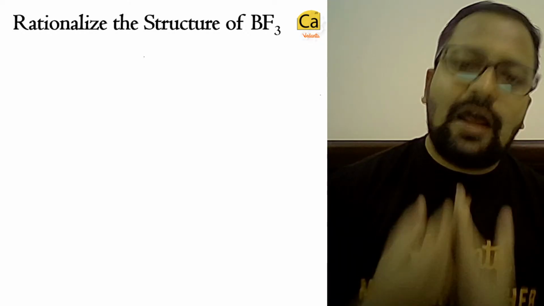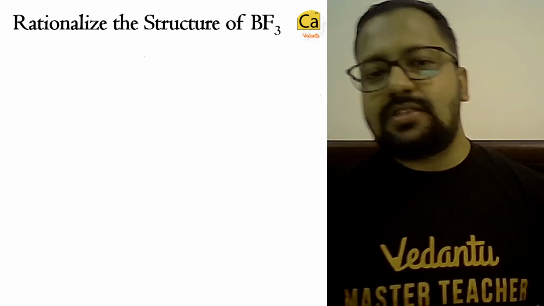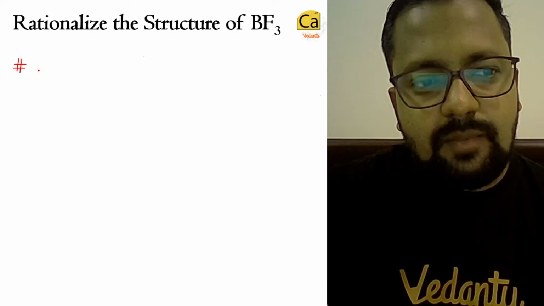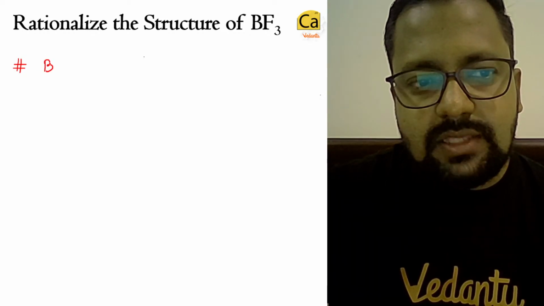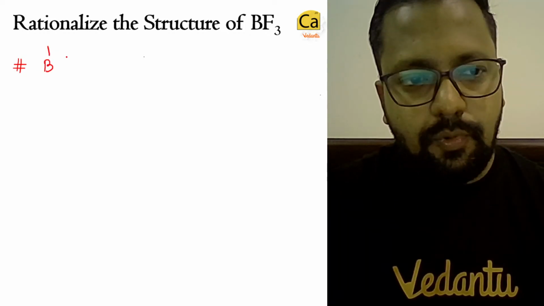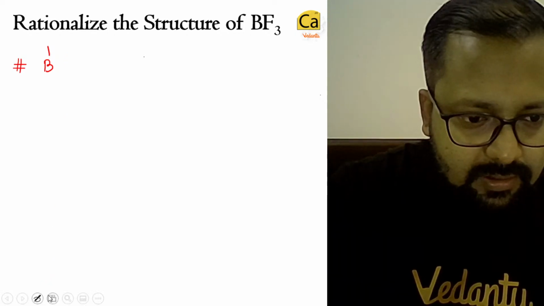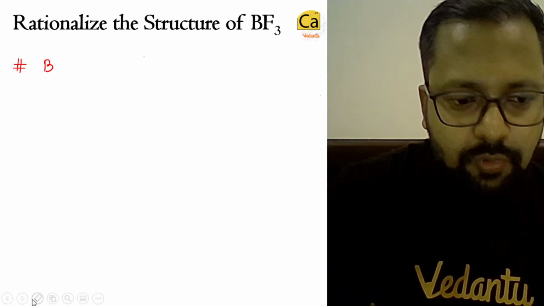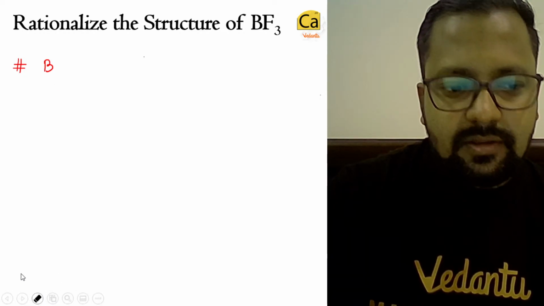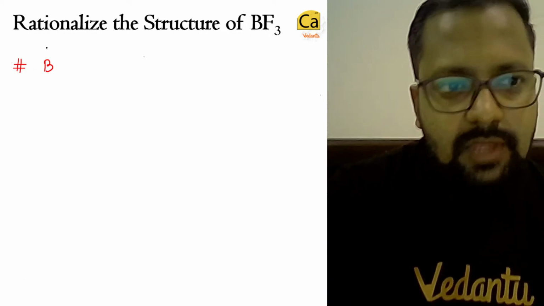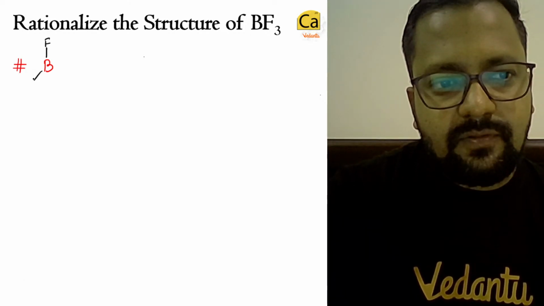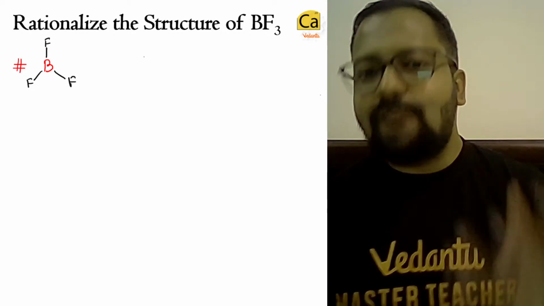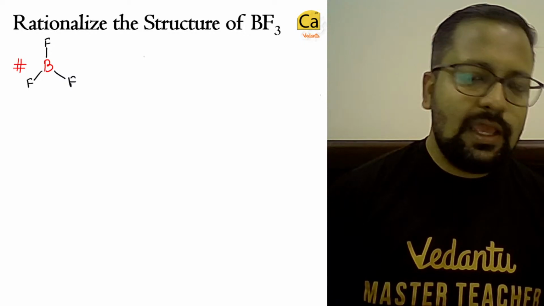If I am being asked to rationalize the structure of BF3, can you tell me what is the hybridization of boron in BF3? So I have B, F, F and F. I have to rationalize. That means I have to talk about the structure of BF3.